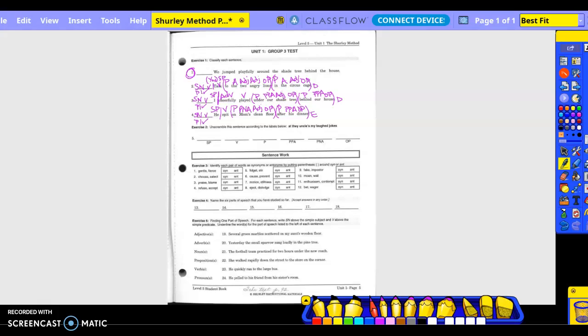Okay, so 1 and 5 are for homework. Okay, and then on number 2, it was an imperative sentence because it's a command, because they're telling what to do, right? So that should be changed.